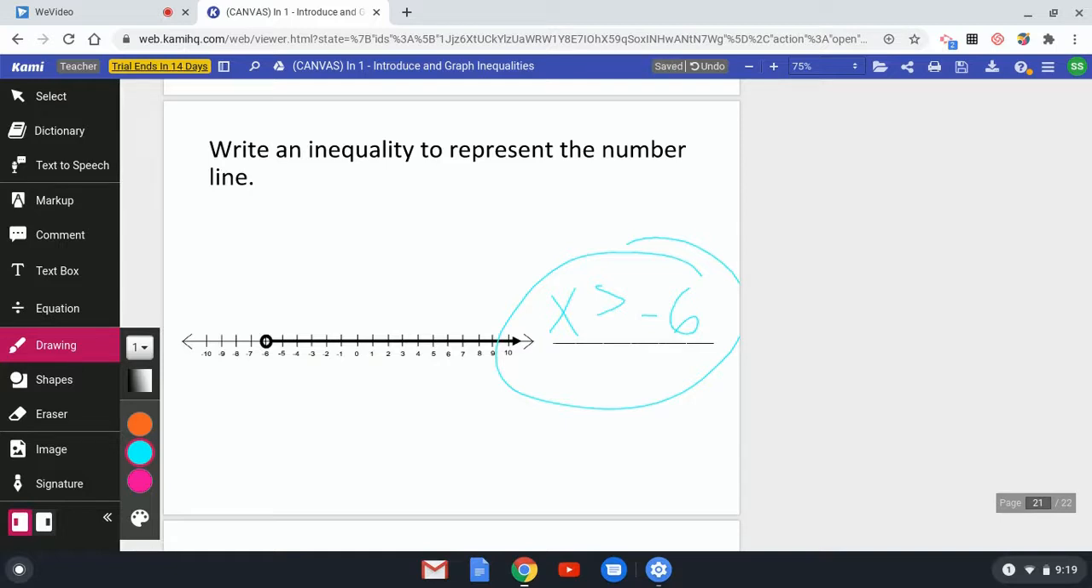If you got that one right, give yourself a yes. 1, 2, 3. Yes.